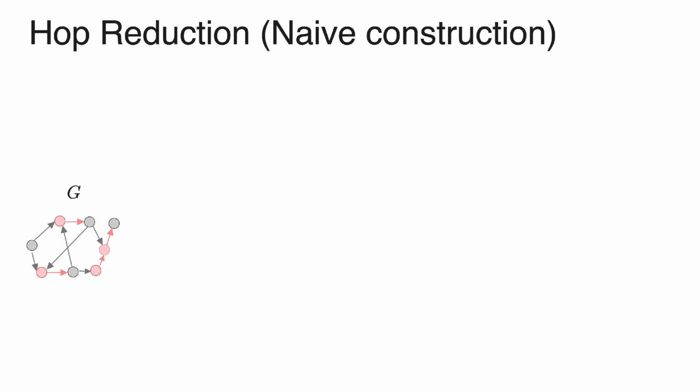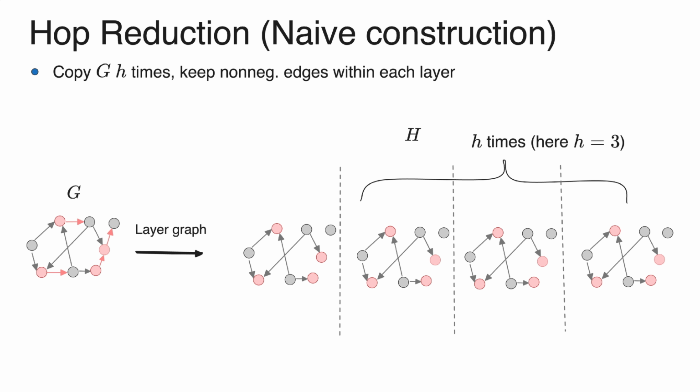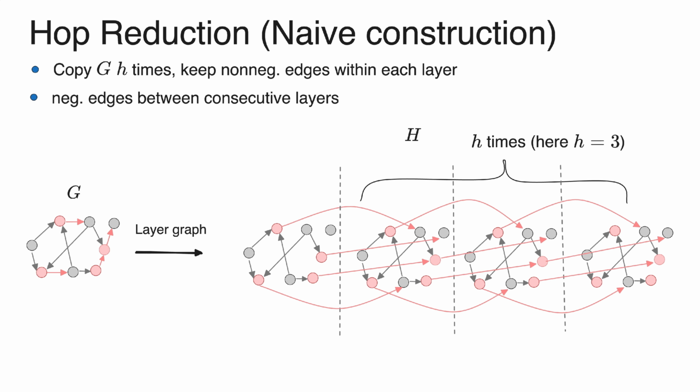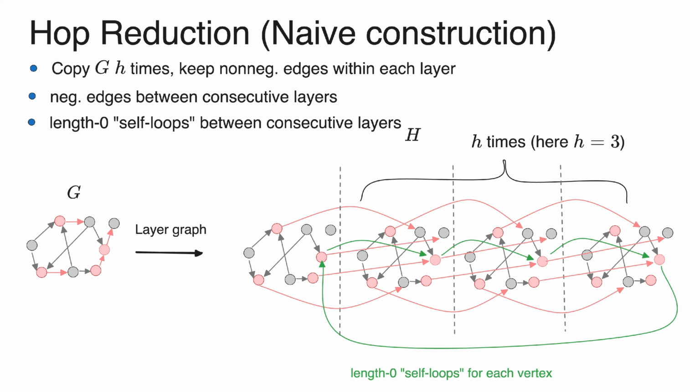So how can we build hop reducers? Let's look at a naive construction. I will copy the input graph G h times. Here in the example, I let h be 3. Within each layer, I will keep all the non-negative edges. And between consecutive layers, I will add these forward-pointing negative edges. Also, to prevent a walk from getting stuck in the final layer, I will add these length 0 self-loops between layers for each vertex. And this also makes the proof much easier.